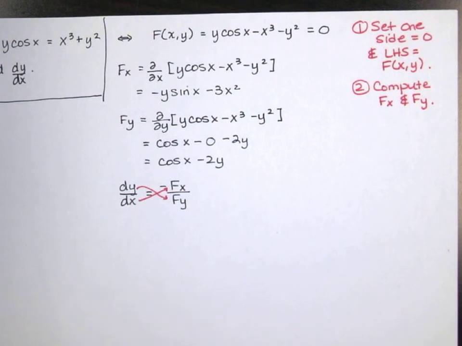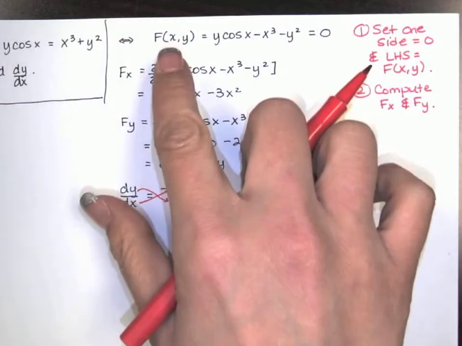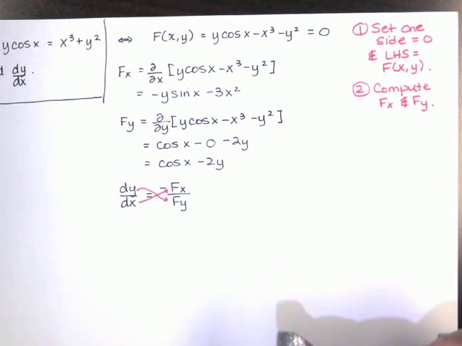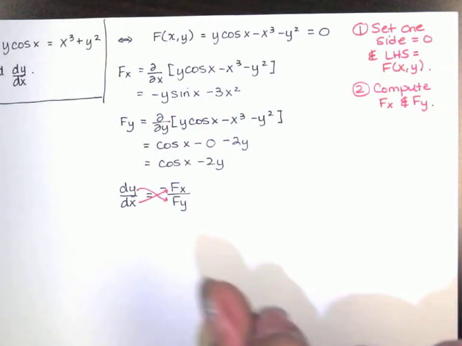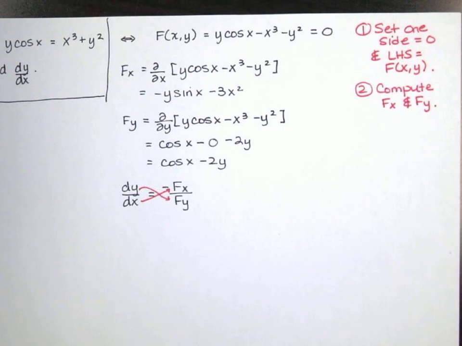And again, that negative sign comes from applying the chain rule to this function. Take the derivative of this with respect to x times 1 plus the derivative with respect to y times dy dx by the chain rule, and that has to be 0. Okay, and then you just rearrange it to get dy dx by itself.